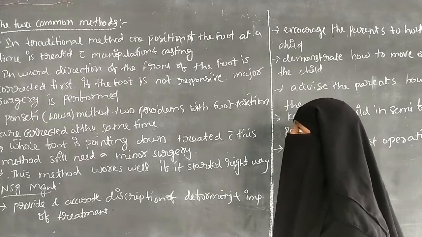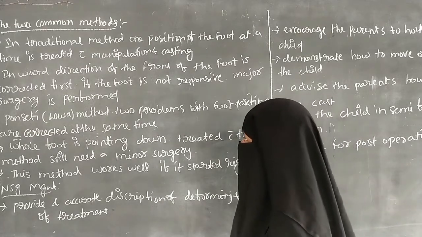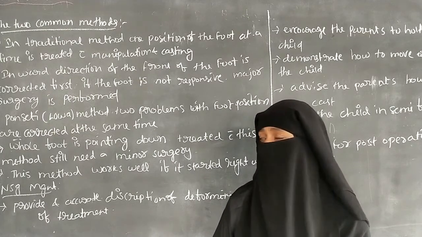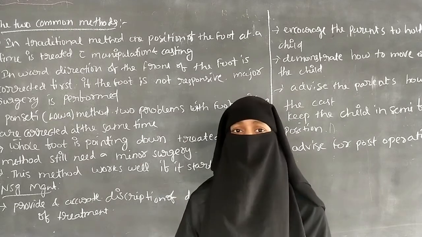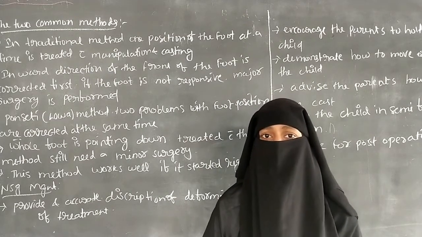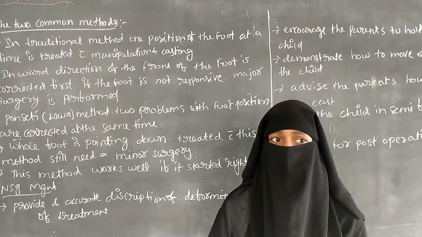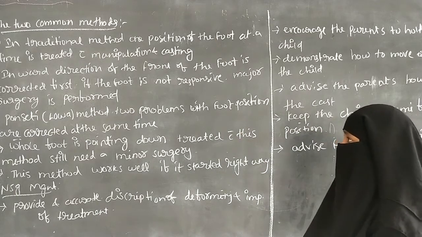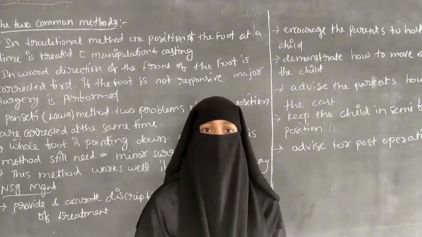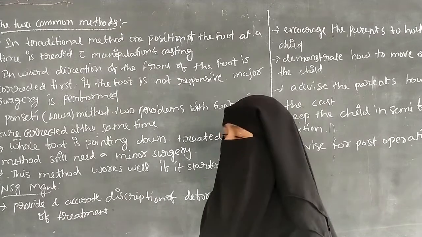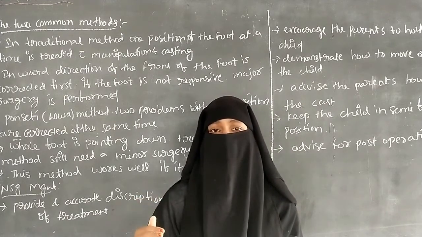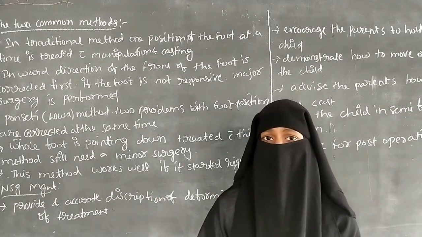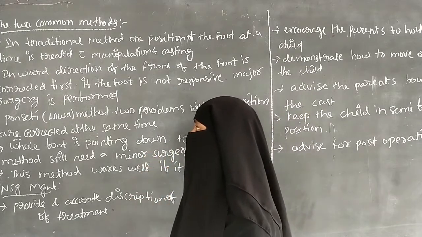By casting and manipulation we can keep the clubfoot in a normal position. This is called the traditional method. In this, the inward direction of the front of the foot is corrected first. In clubfoot there is an inward direction of the foot, so by the traditional method, first we should correct the inward direction of the foot.